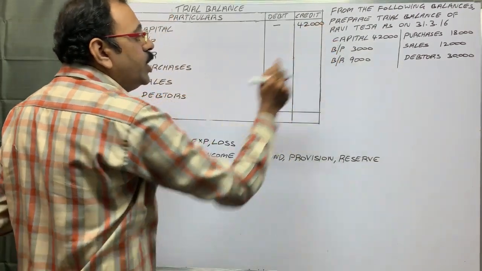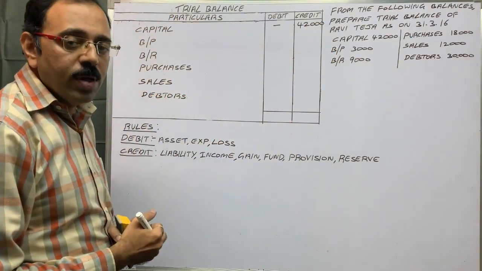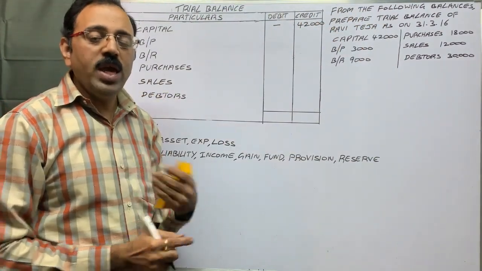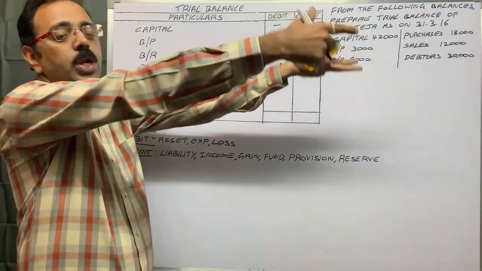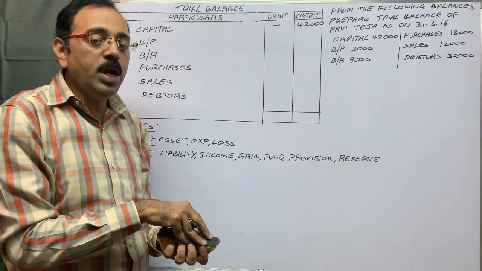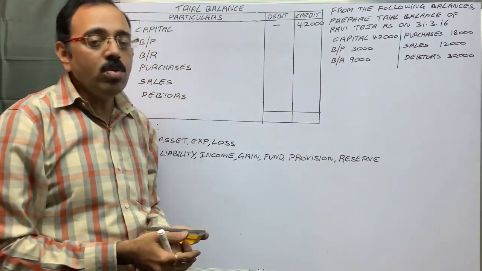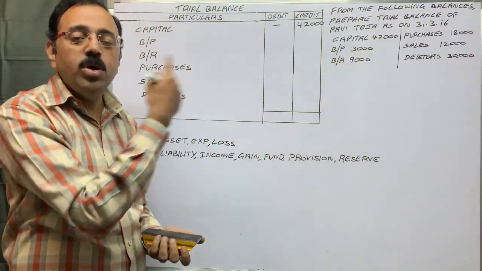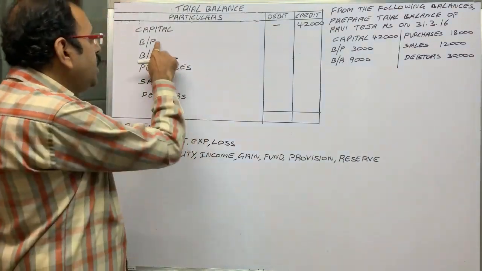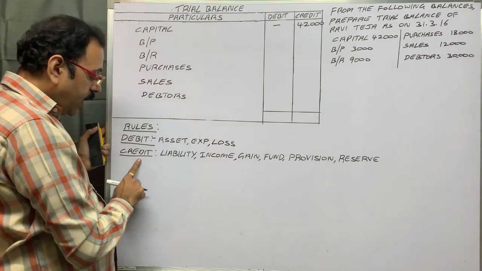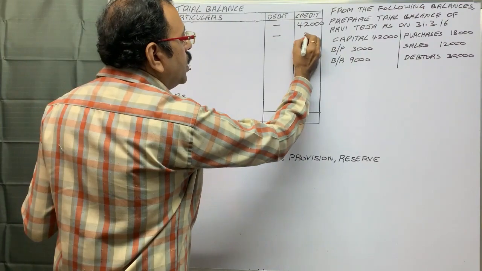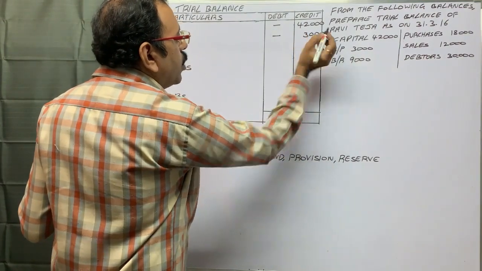The next one, bills payable, means what? Somebody wrote a bill of exchange on us. We accepted it, we gave that bill to them. So in future, on that particular document, we have to pay money to them. Means we are liable to them. So bills payable is a liability. Liability we should write in credit column. So bills payable, in credit column, write down the amount.